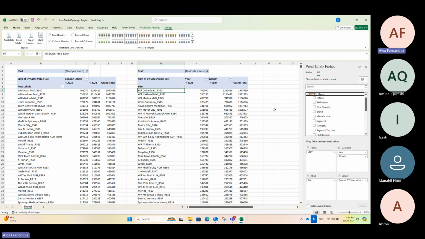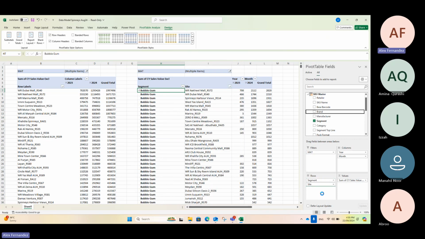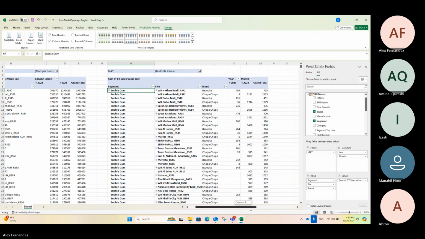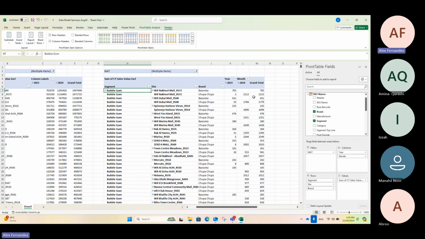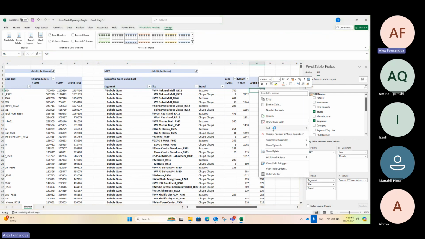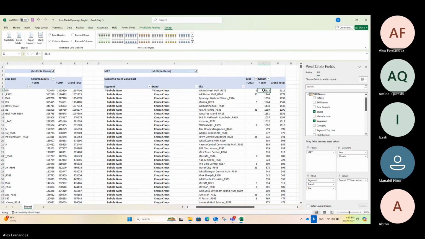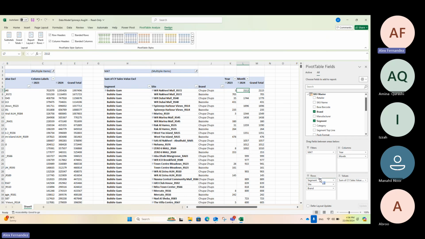We would like to see in this store by segment, by brand, what the market shares are. So we sort from largest to smallest. Okay. So here it is: segment, site, segment.